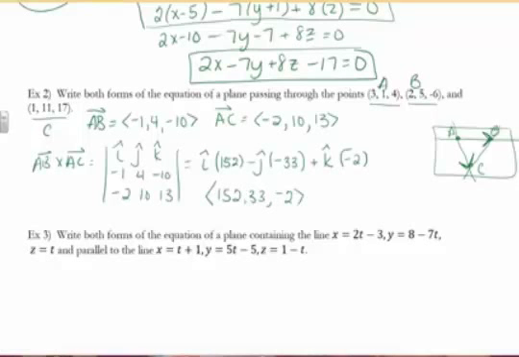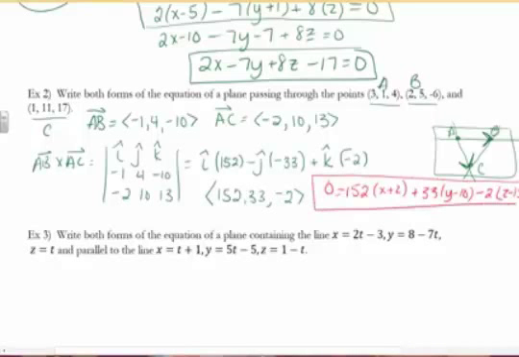So the equation of my plane is going to be 152 times x minus 2, plus 33 times y minus 10, minus 2 times z minus 13, and that all equals 0. It says to write both forms, but let's be honest, nobody wants to distribute that, neither do I, so we'll just leave this in the one form. Yes, there's another, but we don't really care right now.